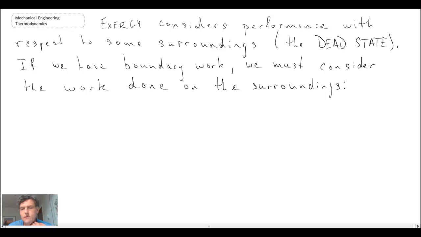Now, what we need to do is, given that we're considering the performance of a system with respect to the dead state, if we are doing work on the surroundings, that would be the case where we have a control volume that is changing with time throughout our process, and it would be one of either expanding or contracting. If it's contracting, the surroundings is doing work on our control volume. But let's assume that our control volume is expanding. Well, in that case, we are doing work on the surroundings, and the work that we perform on the surroundings can be quantified as the dead state pressure multiplied by the volume change.